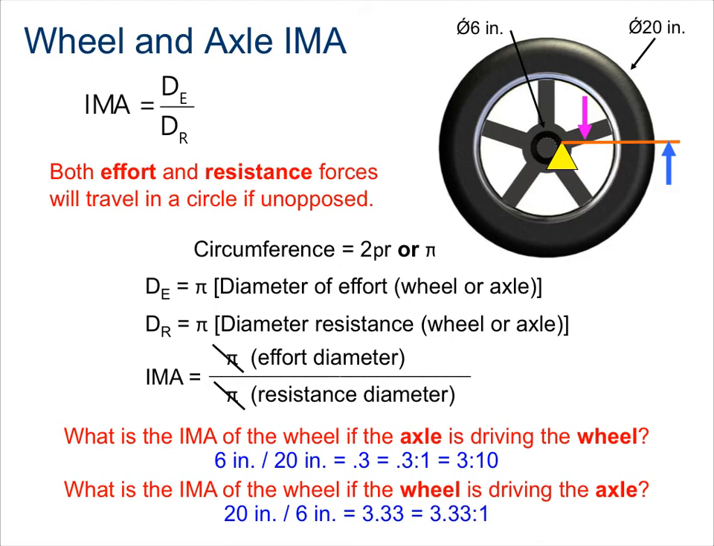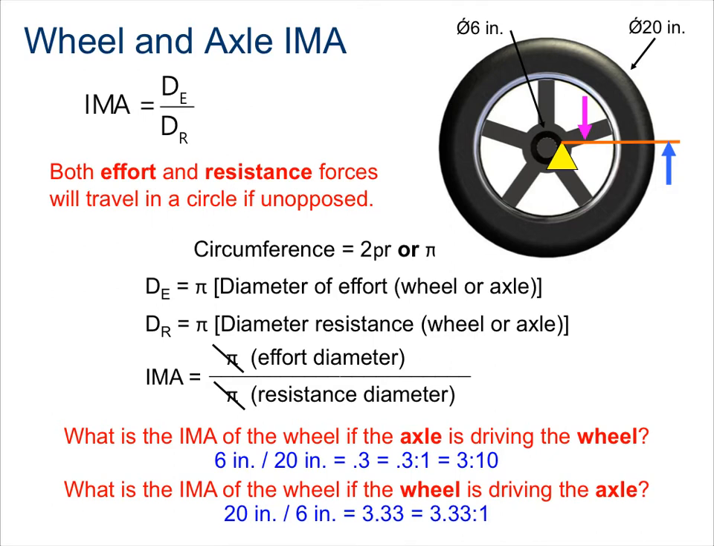What is the IMA of the wheel if the axle is driving the wheel? So if the axle is driving the wheel, that means our axle is our effort, our wheel is our resistance. So to calculate IMA, we'll use dE over dr, or 6 inches divided by 20 inches in this case, or an ideal mechanical advantage of 0.3.